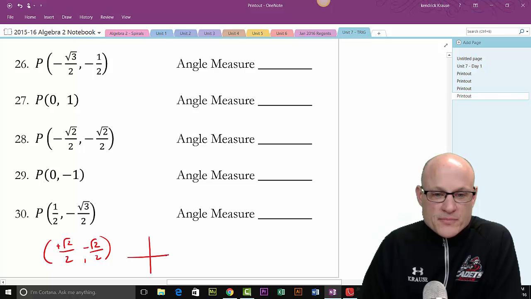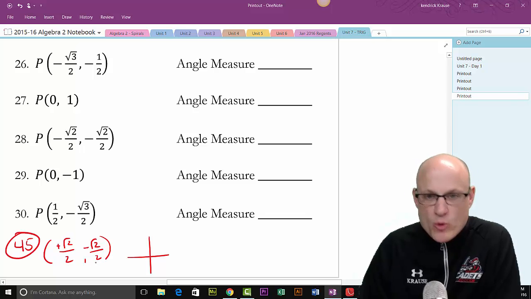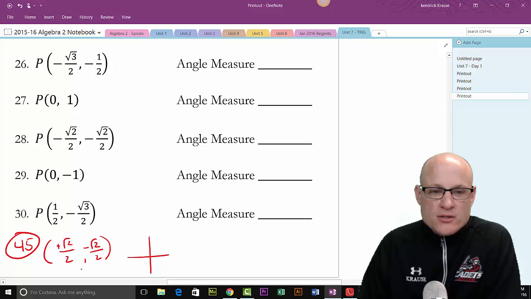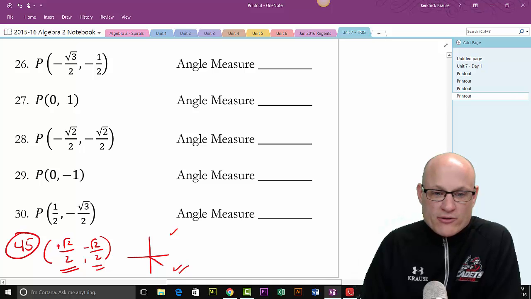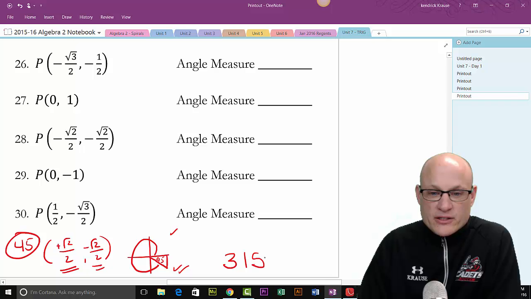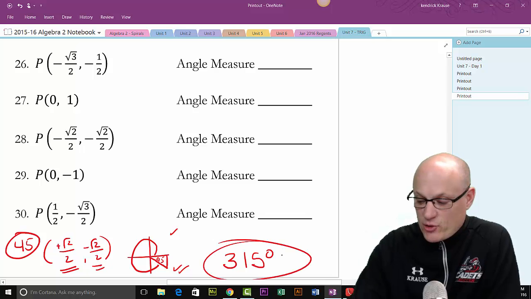So I think, okay, this is cosine. Now I know this is 45 degrees. As soon as I see radical 2 over 2, I know it's 45 degrees. Both cosine and sine are the same thing. I just got to figure out which quadrant I'm in. So cosine is positive, sine is negative. I'm in this quadrant right here. So this is 45 degrees. So what does that make this? That makes this a 315-degree angle.